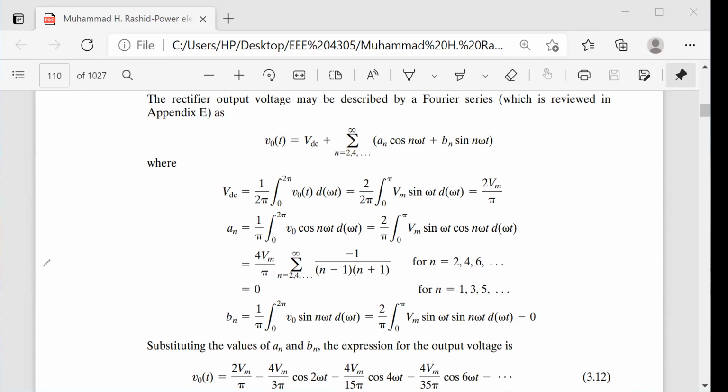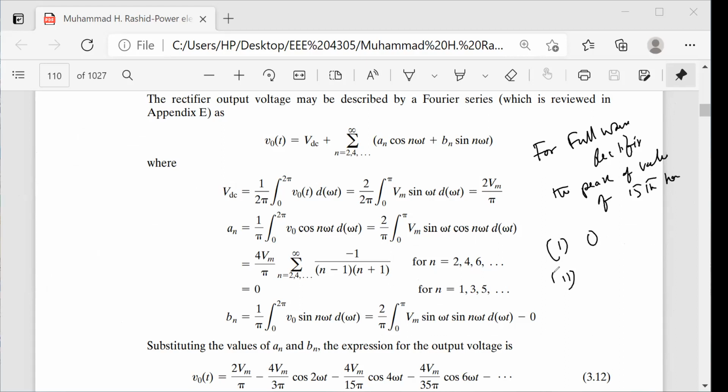I thought that from the 3.12 equation, the third term. So in quizzes, if I ask you for a full wave rectifier, the peak value of the 15th harmonic, what will be the answer? 0. This will be the answer.